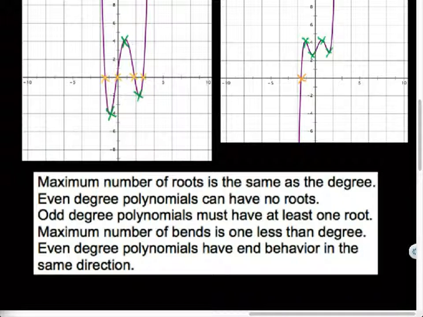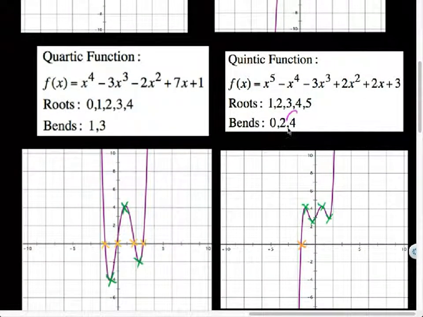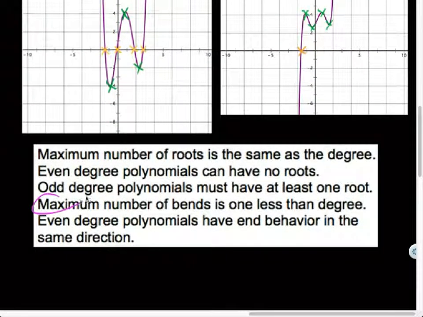Okay, and you saw that the 5th degree, the 3rd degree, the line has at least one point where it crosses the x-axis. The maximum number of bends is one less than the degree. So notice the relationship here: the number of bends, 5th degree polynomial had as many as 4. 4th degree polynomial had as many as 3. So that fact seems to be verified right there.